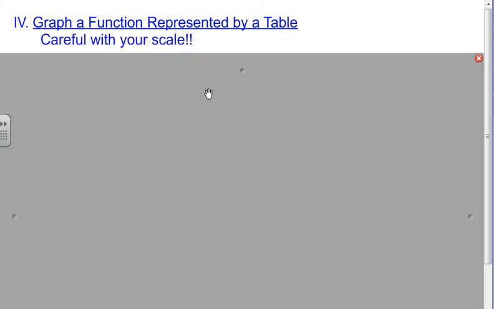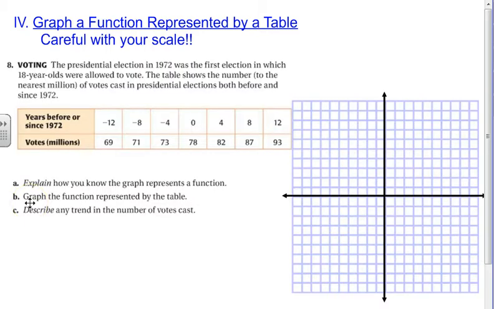Okay, I'm not asking you to draw this, but I want to talk about what happens when you have extreme numbers in your function. So if you're given a table, be careful with your scale. You might put that little note down, but this is the big question that is a guided practice problem in this section of your textbook. So they're talking here about a presidential election in 1972, and they give you these numbers. It was the first election where 18-year-olds were allowed to vote. The table shows the number to the nearest millions of votes cast in the presidential elections both before and after 1972. So 1972 would be the 0 year.